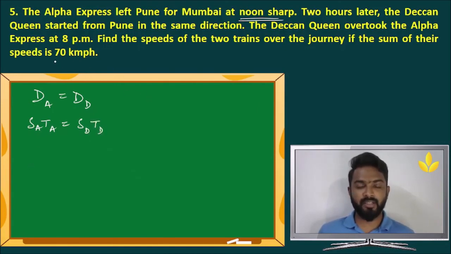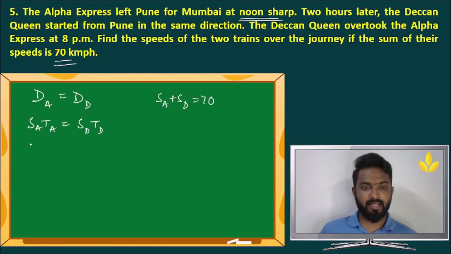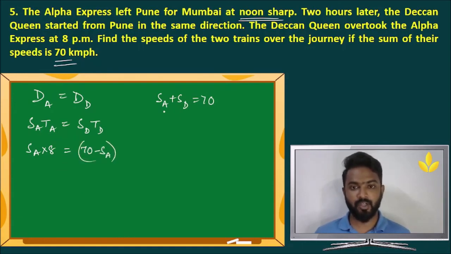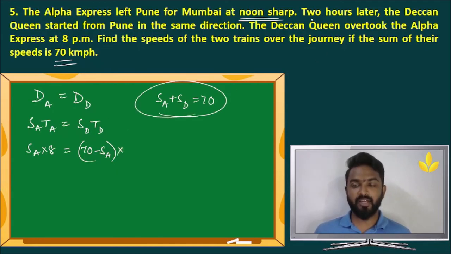Now they have mentioned that the sum of the speeds is 70. So we have SA plus SD equals 70. Let SA be SA. Time of A is what? Alpha Express started at noon and met the other train at 8 p.m. So the total time period of the journey is 8 hours. Equals speed of the Deccan Queen, which is nothing but 70 minus SA according to this, into time of the Deccan Queen, which is 2 hours later, so 2 p.m. to 8 p.m., that is nothing but 6.